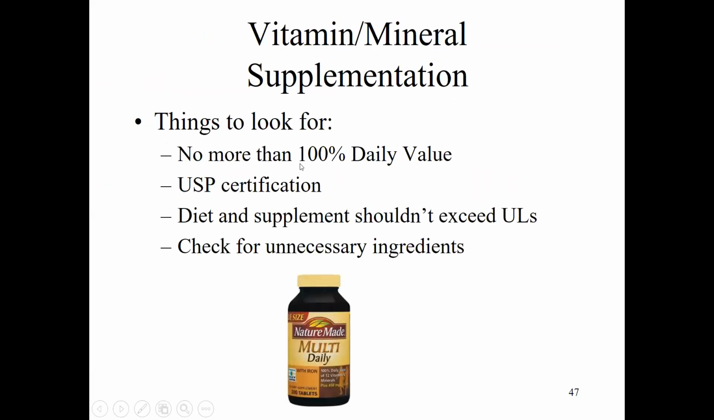Things to look for: you don't want more than 100% of any single nutrient. USP is that certification I'm talking about that Nature Made goes through, that does make sure that they've gone through some type of regulation. Again, make sure you're not going over the toxic amounts and make sure they're not putting in unnecessary things that you don't need or you don't even know what they are.